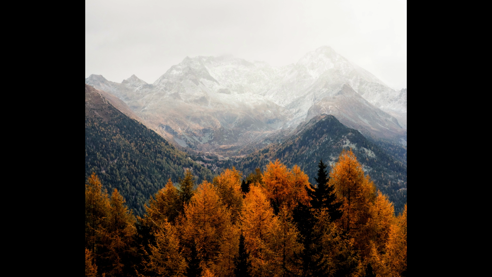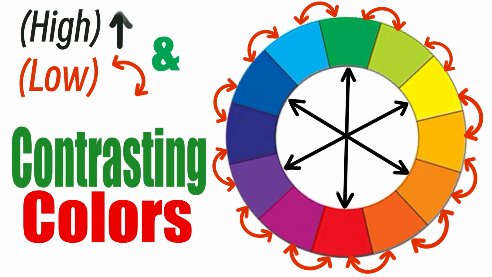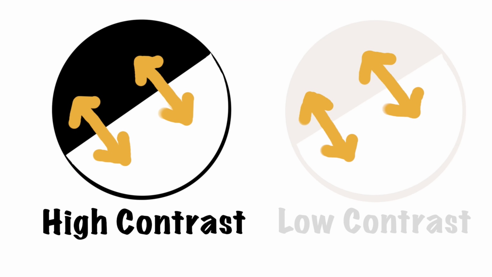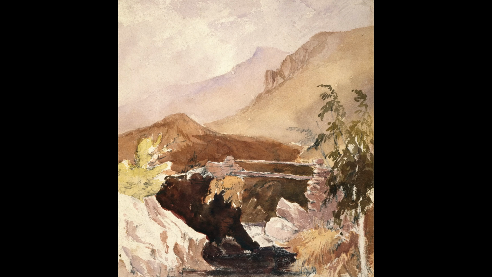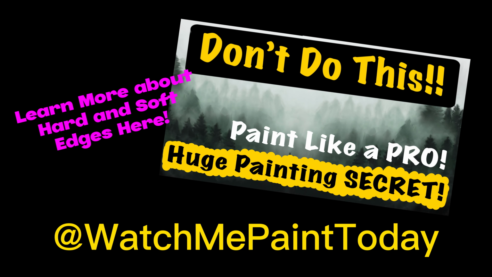Another way to create atmospheric perspective is by adjusting the contrast in your painting. Objects that are closer to the viewer should have more contrast and sharper edges, while those that are farther away should have less contrast and softer edges. Please see my channel for a video on soft and hard edges.